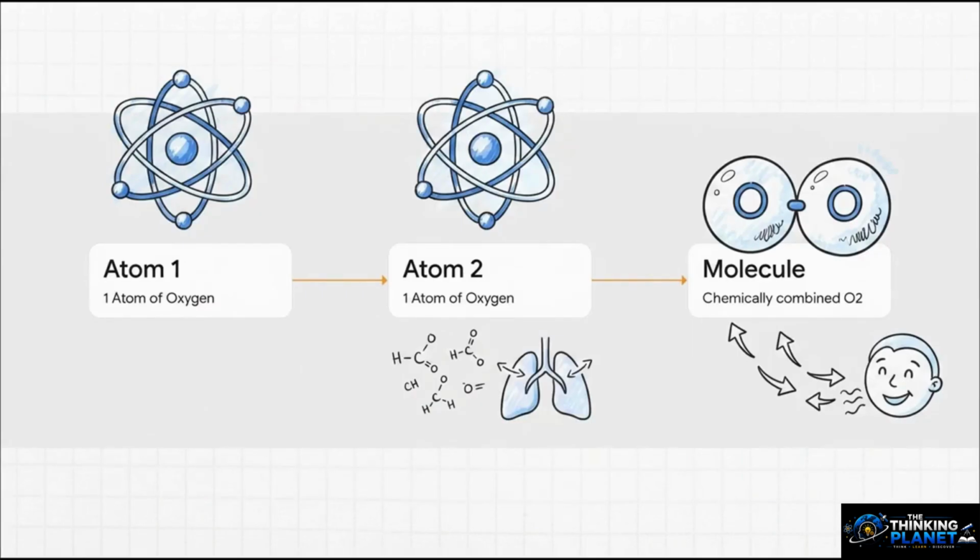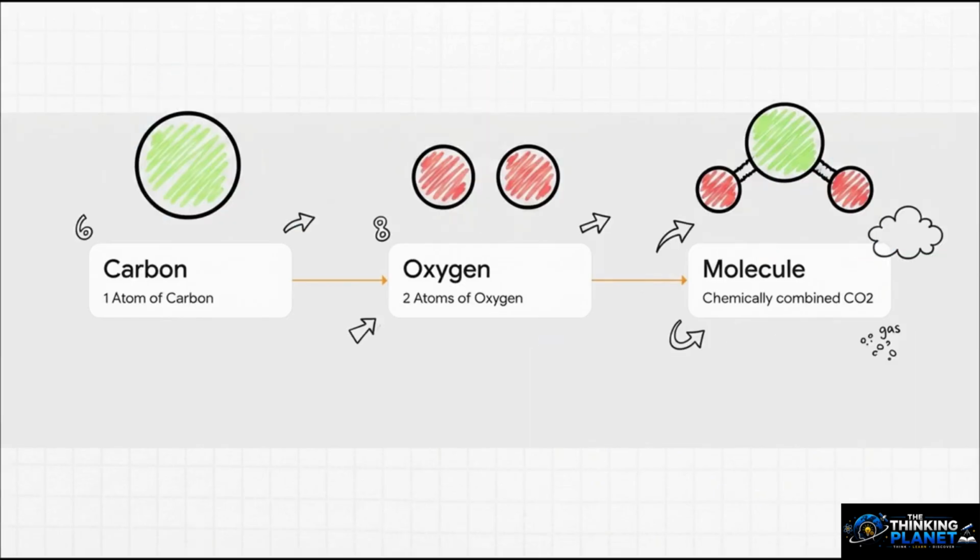Let's walk through this step by step. Imagine you have one atom of oxygen. Now bring in another single atom of oxygen. If those two identical atoms combine together chemically, you get a molecule of oxygen gas, otherwise known as O2. Literally the stuff you are breathing in right this second. But here's the cool part. They don't have to be identical atoms. Watch what happens when completely different types of atoms combine. Take one atom of carbon and chemically combine it with two atoms of oxygen. Suddenly, you form something entirely new, a molecule of carbon dioxide gas, or CO2.